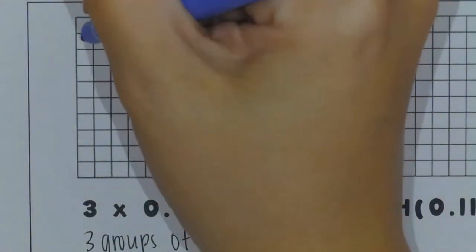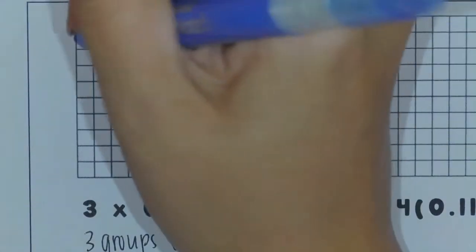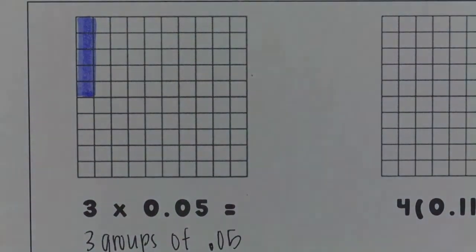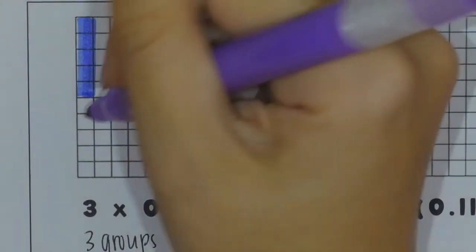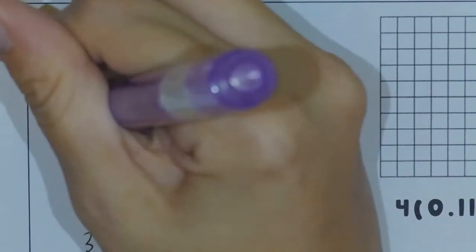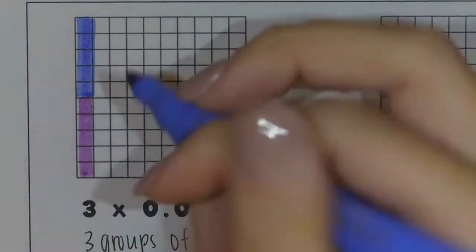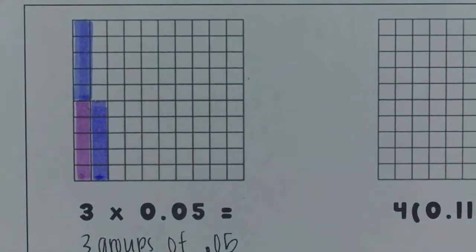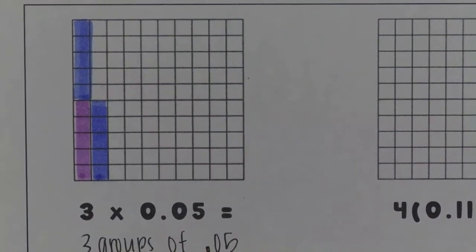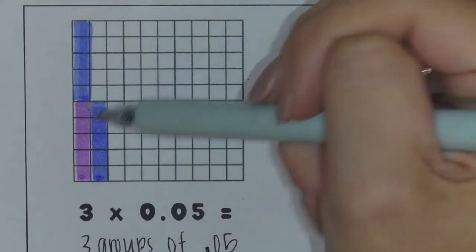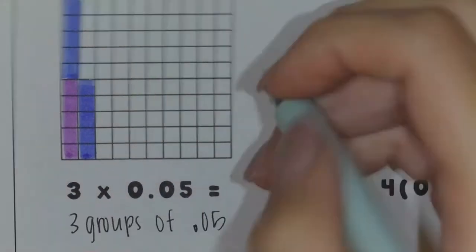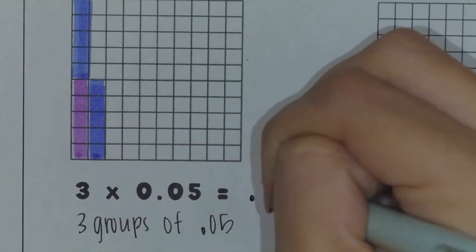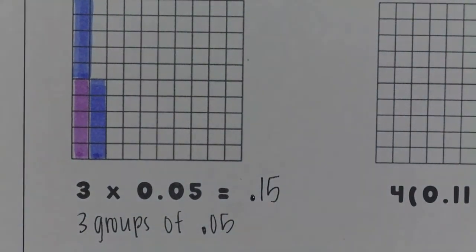So to make my first group, I'm going to count 1, 2, 3, 4, 5 and shade in 500. There's one group. Then I'm going to make another group of 500. So 1, 2, 3, 4, 5. I have 2 groups. And then I need one more group for 3 groups of 500. Then I need to count how many boxes in total, how many hundredths I have shaded in. So I have 5, 10, 15 hundredths. So 3 times 500 gives me 15 hundredths.